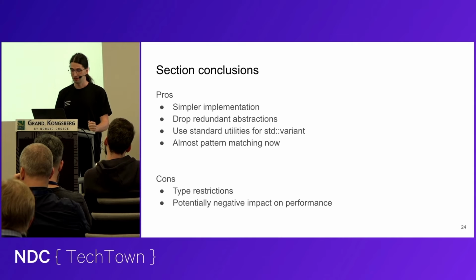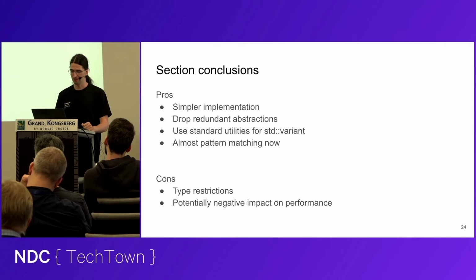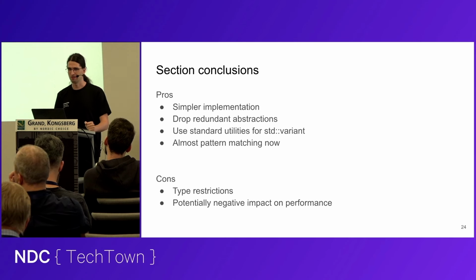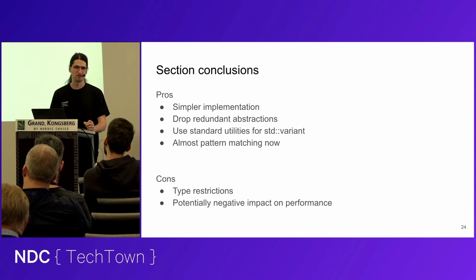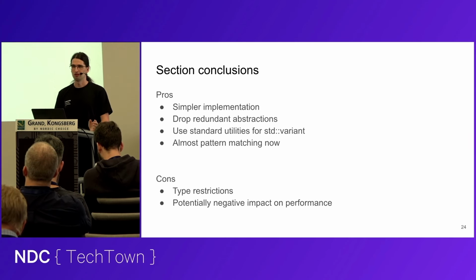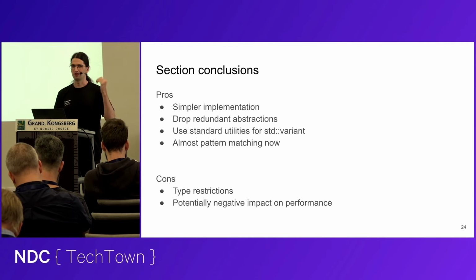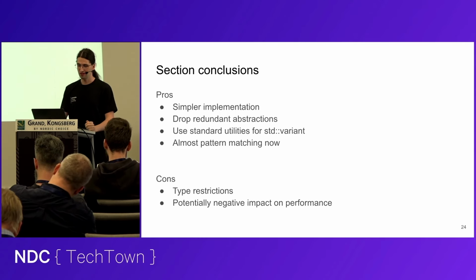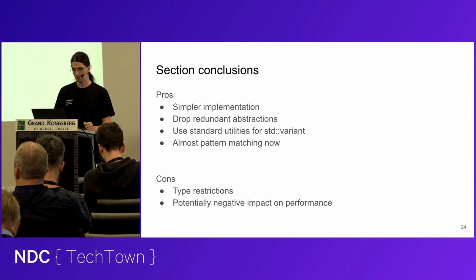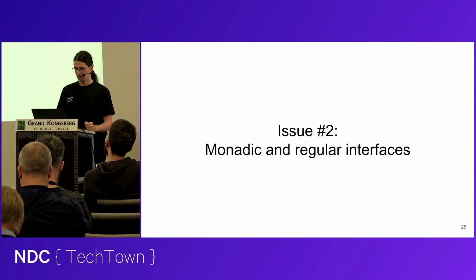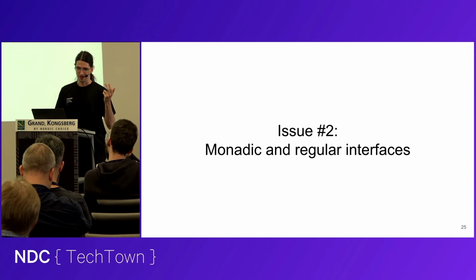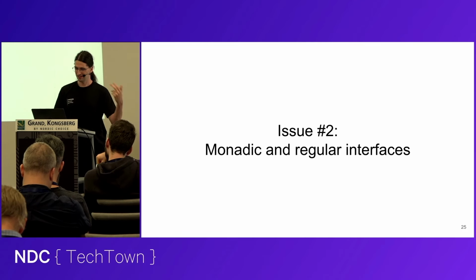But the cons are that we have type restrictions and we can have a potentially negative impact on performance by using std::variant, which perhaps shouldn't be the case for two alternatives. And with reflection, if we implement variant a different way, that can be better. Cool, but I briefly touched on it, and we have the second issue.